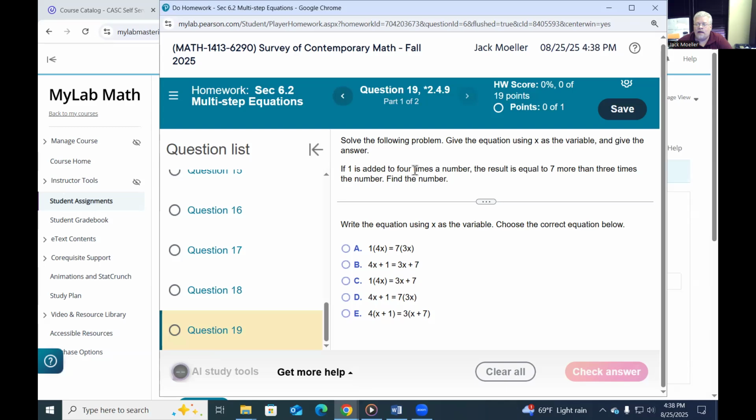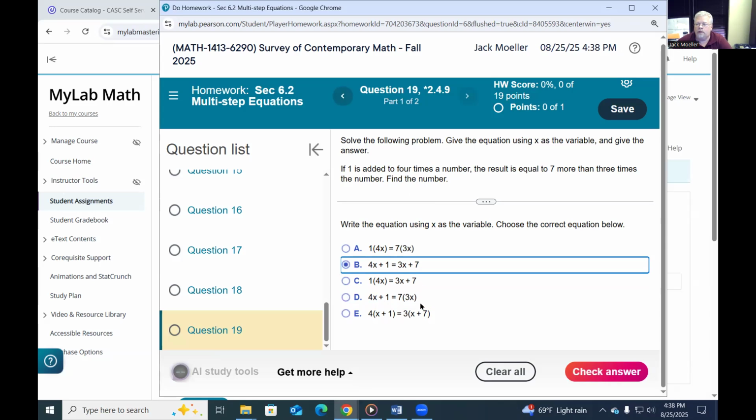So if 1 is added to 4 times a number, so this is multiple choice, 1 is added, all right? So it can't be A or C, because that is 1 times. So those are off. And so is it 4x plus 1, or 4 parentheses x plus 1? Well, what is 1 added to? It's added to 4 times the number. This is added to the number. So it either has to be D or B based on the left-hand side.